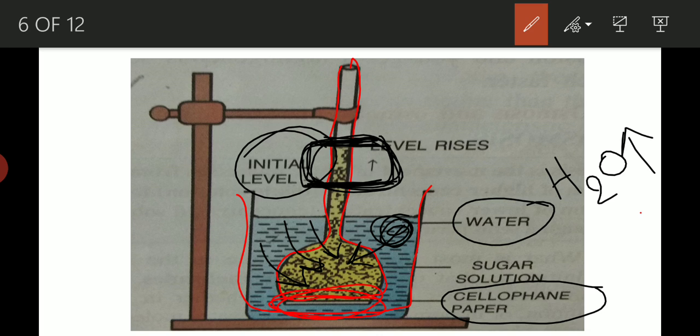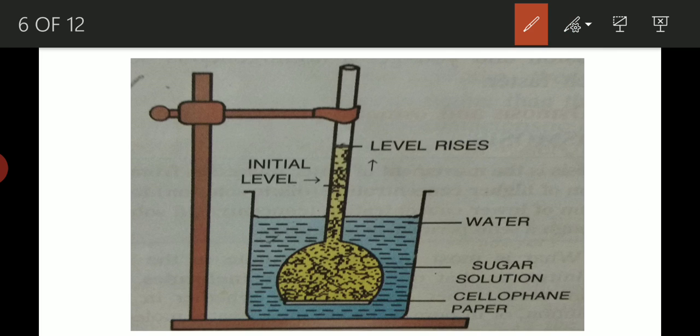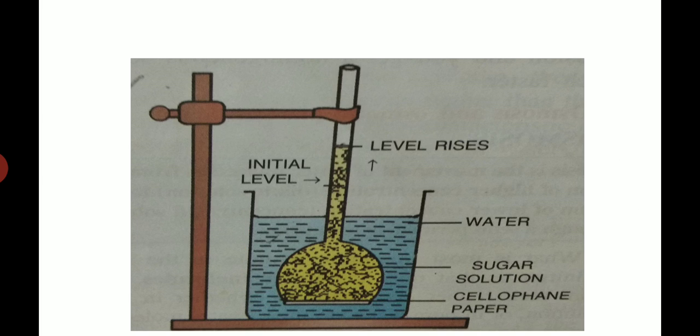The sugar solution has not come outside the thistle funnel. As the water molecules are more in the beaker, from the beaker the water is getting inside the thistle funnel. That's why there is an increase in the sugar solution. Got it? This experiment is very important.